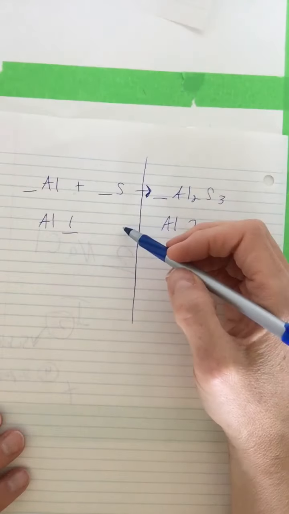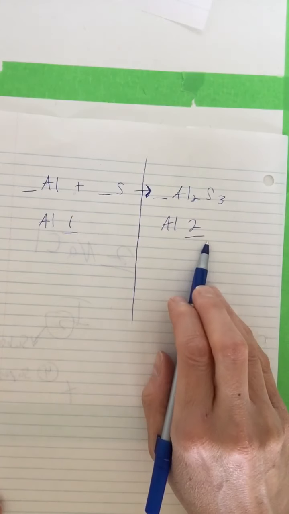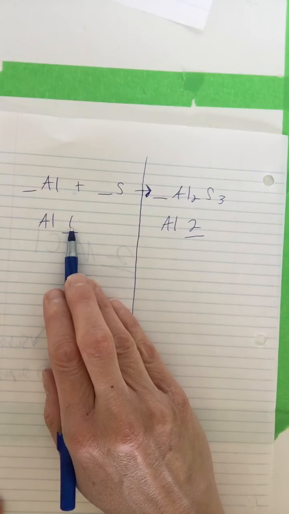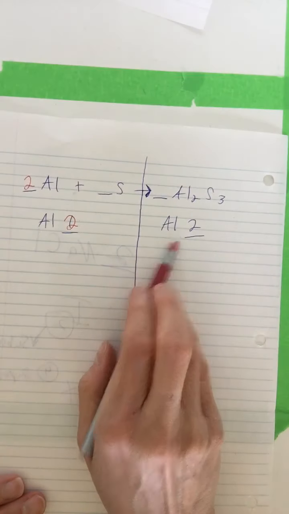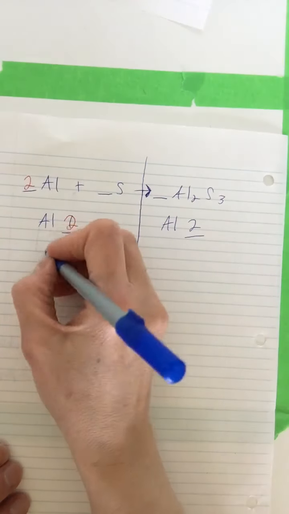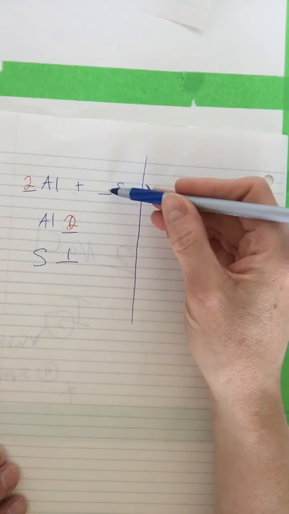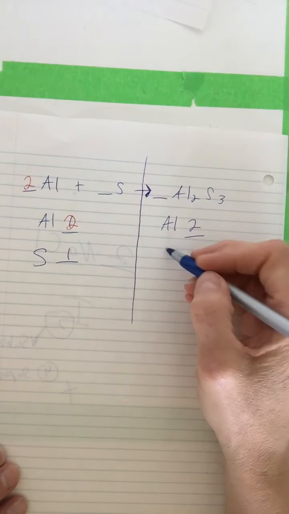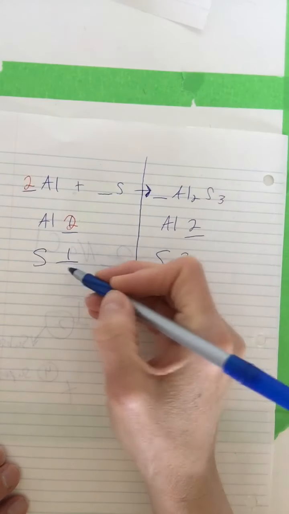Okay? So you can learn tally marks lots of different ways. It doesn't really matter what method you use, but I've got 2 aluminum on this side and I have 1 on this side, so I have to change it to a 2. I'm going to use red pen so you can see it. This guy becomes a 2, so that changes this aluminum to a 2. So I've got 2 and 2. So now I look at sulfur. On this side I have 1. There's nothing out in front. And here I've got 3 sulfur.